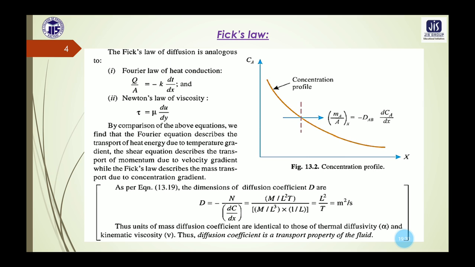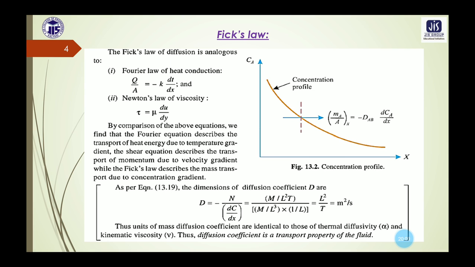In case of this N, that is the mass flux, it is M by L square T, and in case of this dC/dx, it is M by L cube and 1 by L. This C is the concentration of molecule. It is kg per meter cube, so it is M by L cube, and dx is the distance or the length. So ultimately we are getting the dimension for this diffusion coefficient capital D as L square by T. So that means the unit will be meter square per second.